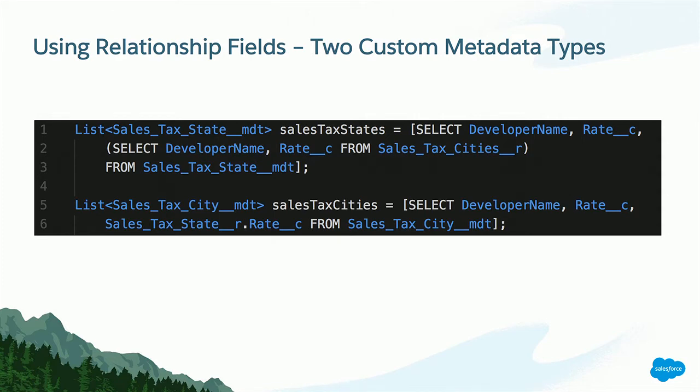The other way to do it, depending on what your requirements are, you might want to flatten that structure out. So if we want to flatten it out, we can do the same thing that we do with other custom objects, where we query at the children level and use dot notation to get to the parent. So in this case, I'm going to query at the sales tax city level, which is the children, and then I'm just going to do sales tax state __R dot rate, and that's going to give me the rate for this. So then in basically one record, I'm going to have my city tax rate and my sales tax rate in one place, so I can grab that. So again, super easy. We're just using that MDT on it.